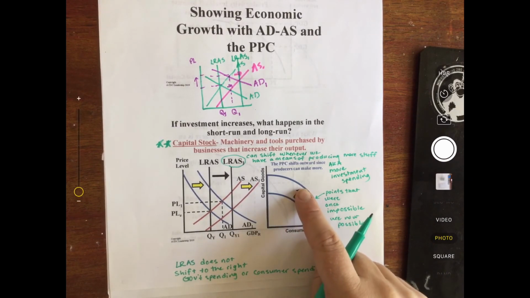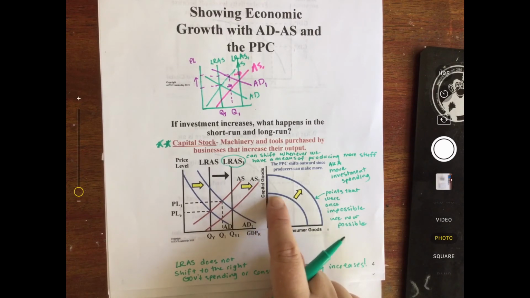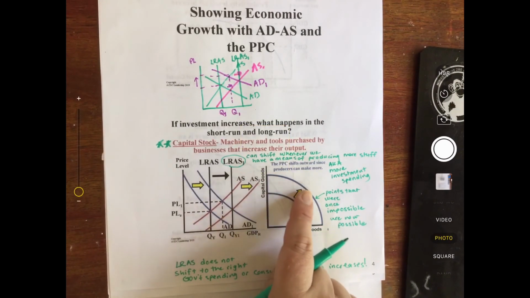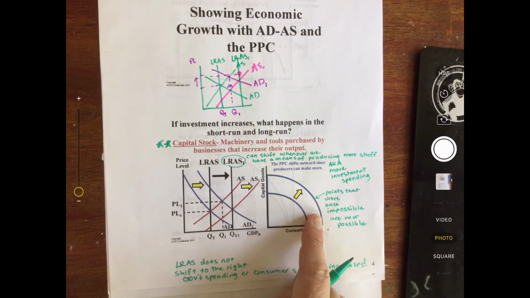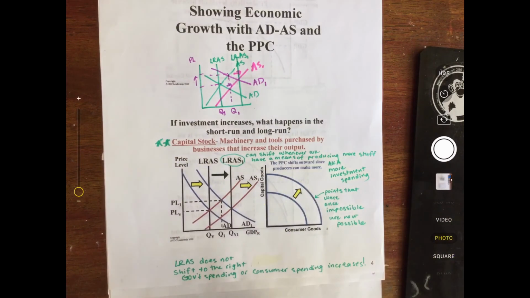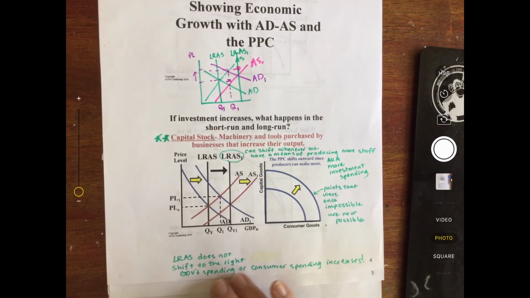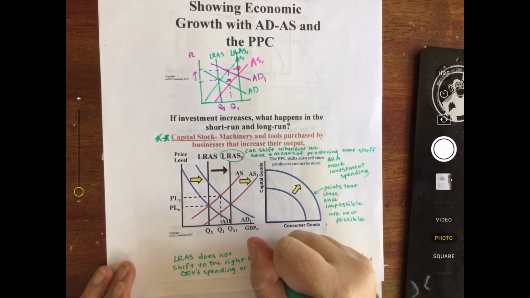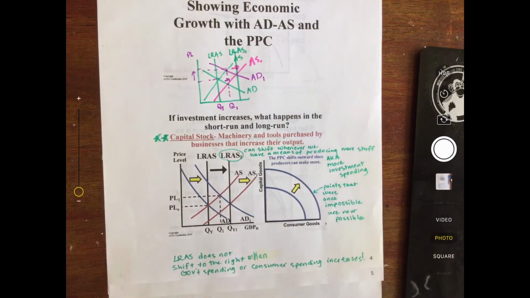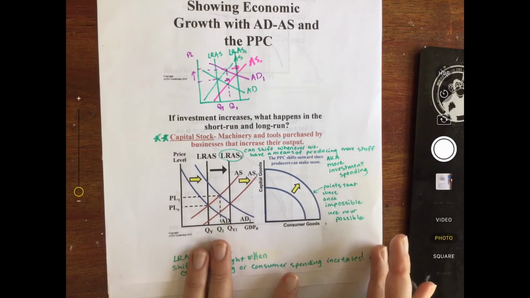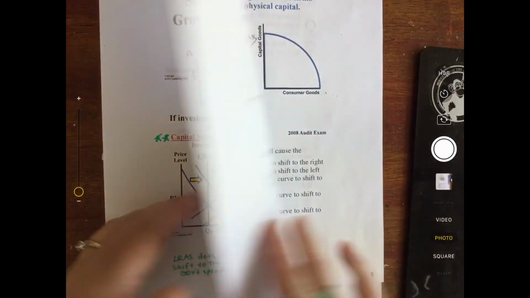It's going to shift outward. Normally we're only able to operate at these points along this curve, but now we can operate here. These points that were once impossible are now possible due to capital stock. Note that the long run aggregate supply does not shift to the right when government or consumer spending increases, it's only when investment increases. And that's what our next slide also tells us.